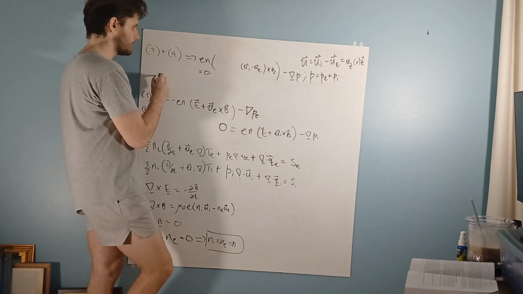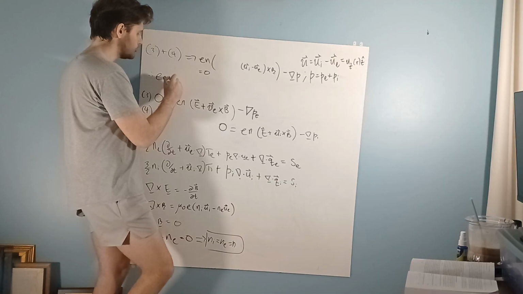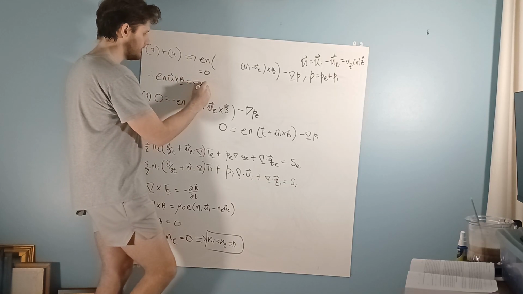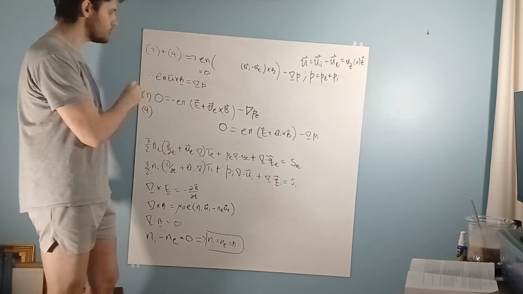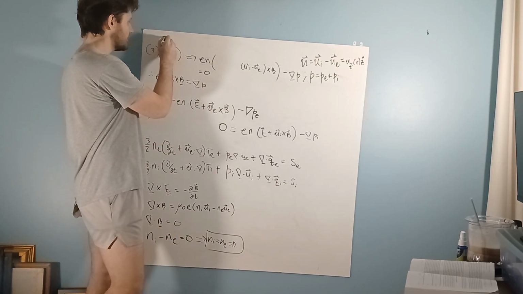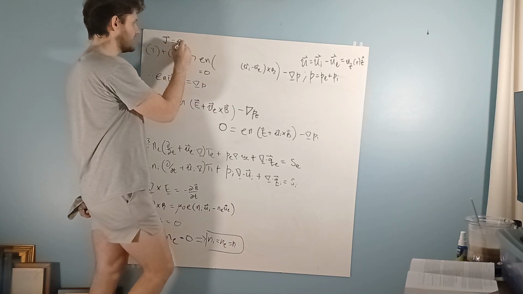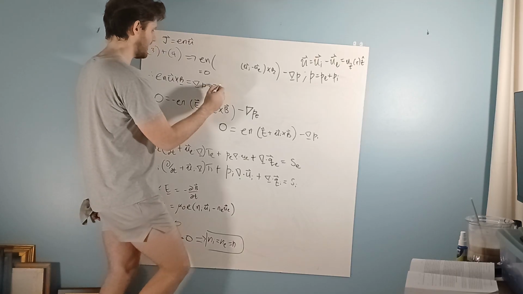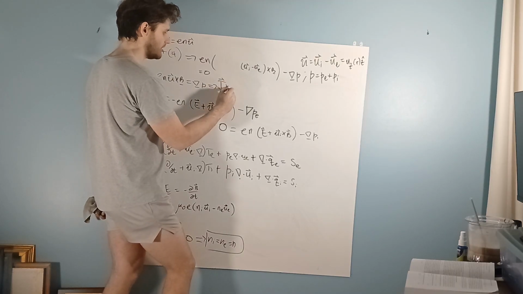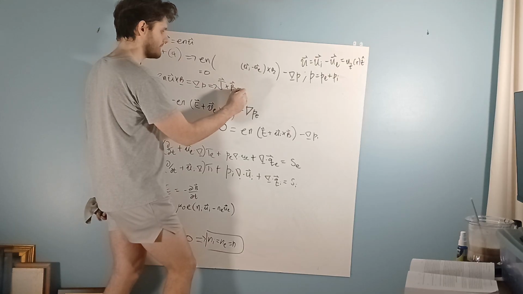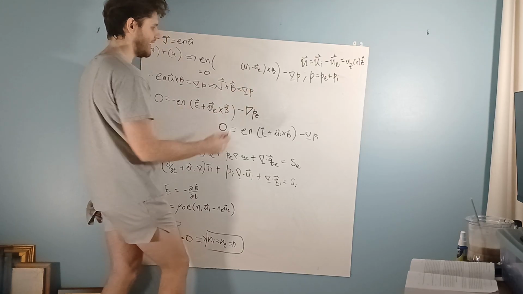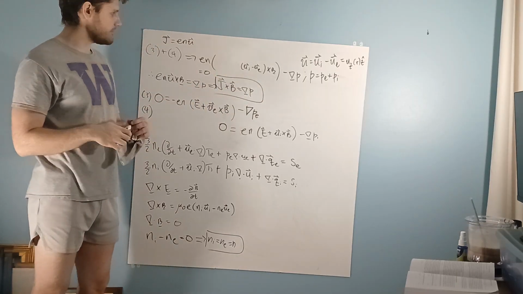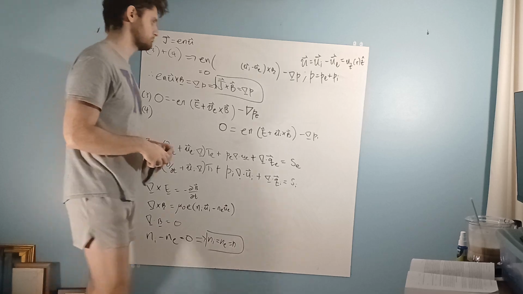So therefore, we have en U cross B equals the grad of P. What is this en U cross B? Well, it's just the current density, enU, which implies that we have J cross B equals grad of P. This is the ideal MHD momentum balance.